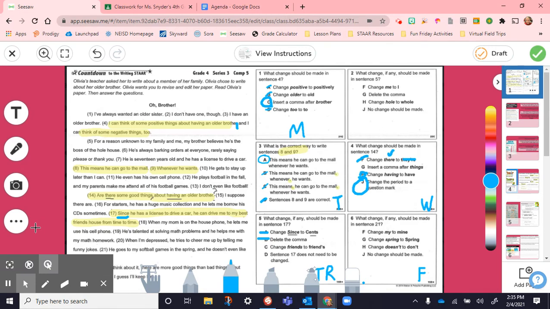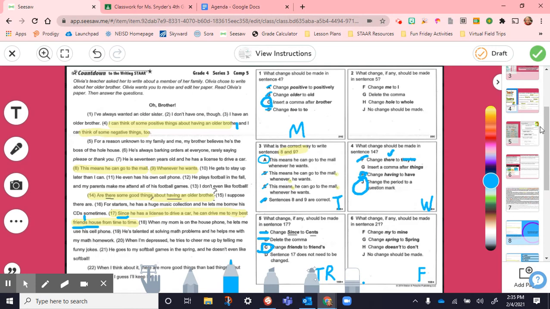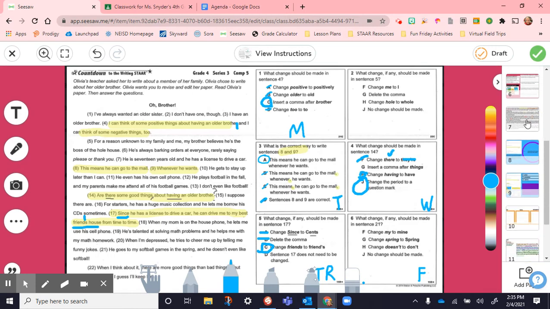In C, it says change friends to friends with an apostrophe. And if you go find friends, and if you look at the word next to it, it says friend's house. Well, when we add that apostrophe, it shows ownership. So the house belongs to the friend. So we said that was our answer there. So friend's house, the house belongs to the friend.